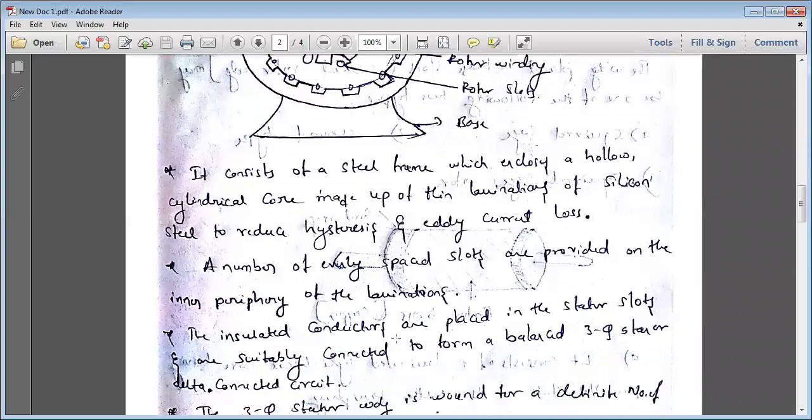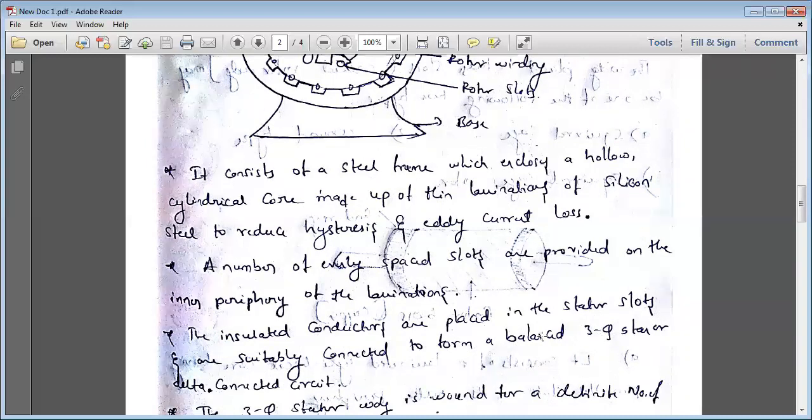The insulated conductors are placed in each slot, the stator slots, and are suitably connected to form a balanced three-phase star or delta connected circuit. So these small circles inside each slot are the stator insulated conductors. The conductors are connected in such a way that they form a balanced three-phase star circuit or a balanced three-phase delta circuit. So there are three windings, R, Y, B.